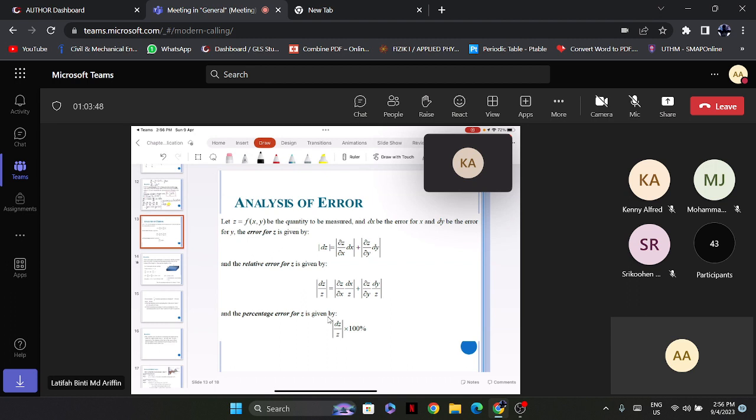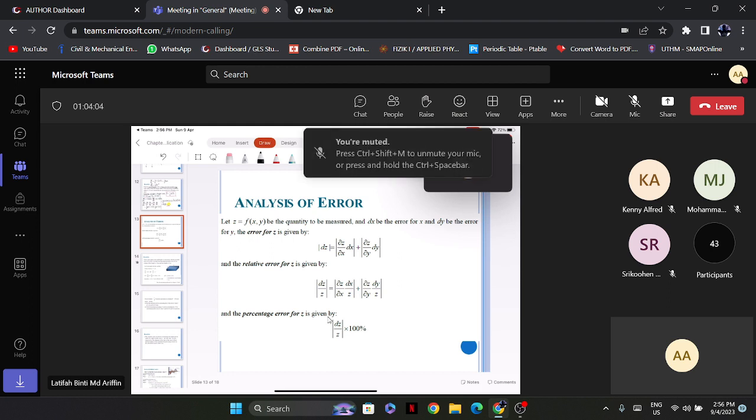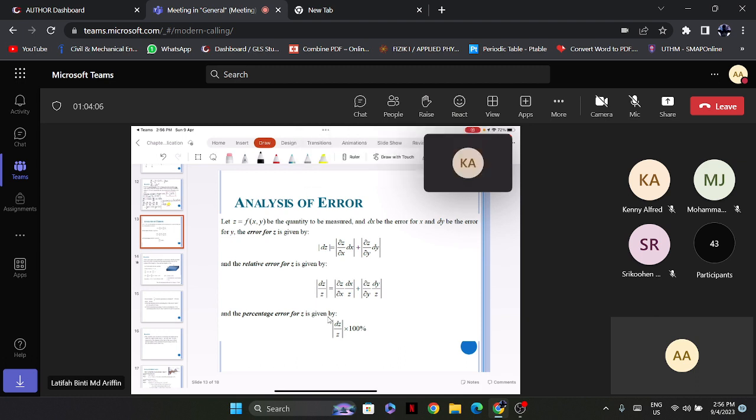Okay, untuk analysis of error, kita akan gunakan formula total differential tadi, iaitu if you still remember dz equals del z over del x dx plus del z over del y dy. And then the formula of error for z is given by modulus dz equals modulus del z over del x dx plus modulus del z over del y dy, okay.